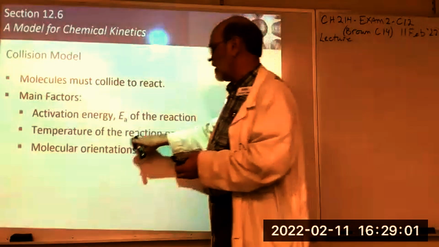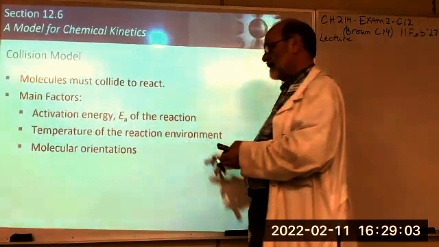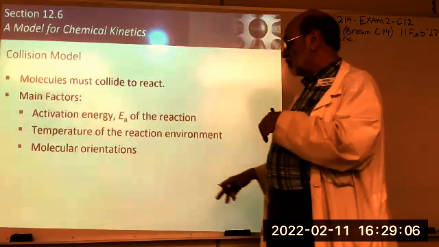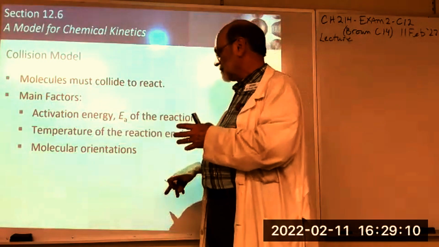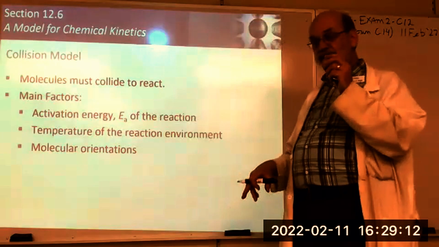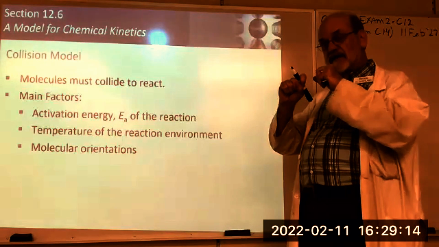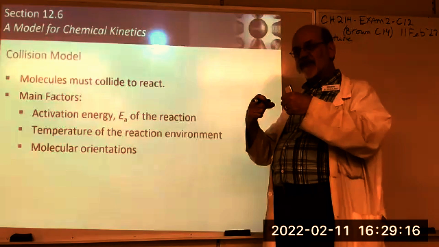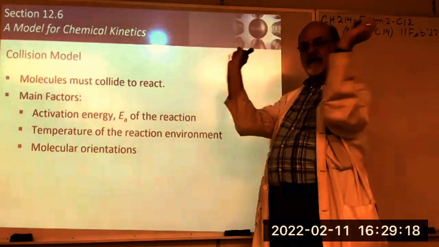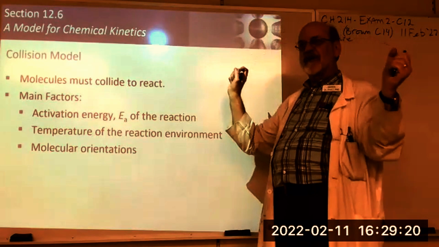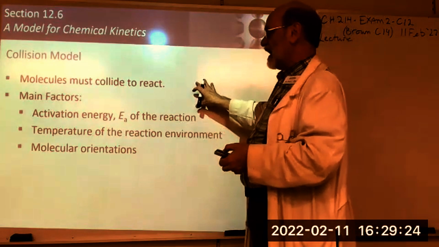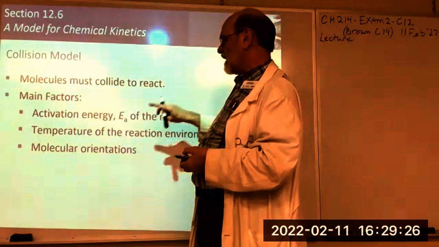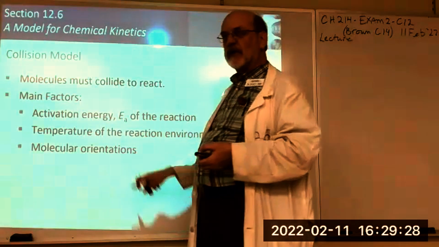And this is dependent upon temperature. When temperature is higher, you get more energy in the reaction. And then they have to be oriented correctly. If the reaction sites are on this side and that side and they come together like that, it doesn't matter how much energy they have, they're not going to react. So that's the collision model. They have to collide, they have to have enough energy, and they have to be oriented properly.